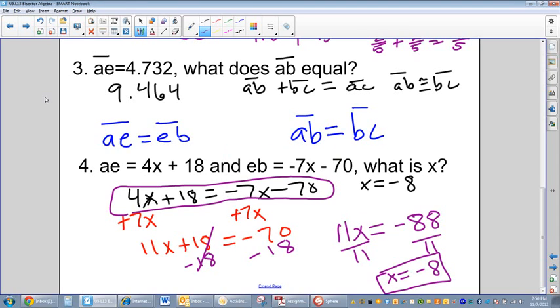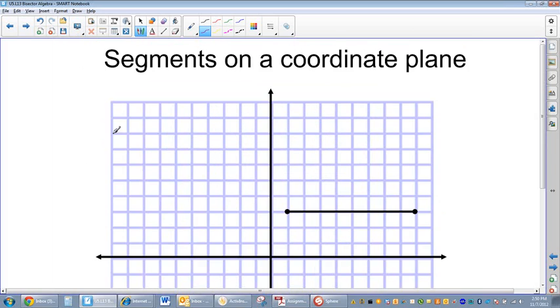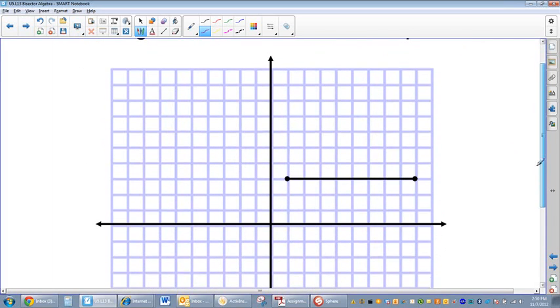Okay, so we have another way that we can present these problems, and that would be a segment on a coordinate plane. So go ahead and take a look at this, and first tell me, what is the ordered pair for the left end point? What is the ordered pair for the left end point?